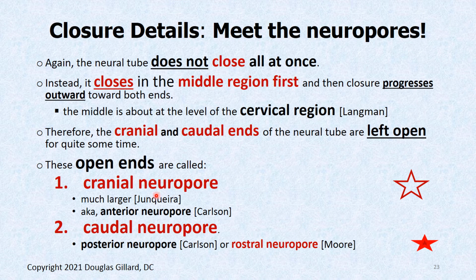And then the cranial neural pore sometimes is called the anterior. Remember I said anterior is a strange AKA for cranial in embryology. So it could be the anterior. If you're a medical student watching this, I'm pretty sure most of you use Carlson. So anyway, that's the story with that.